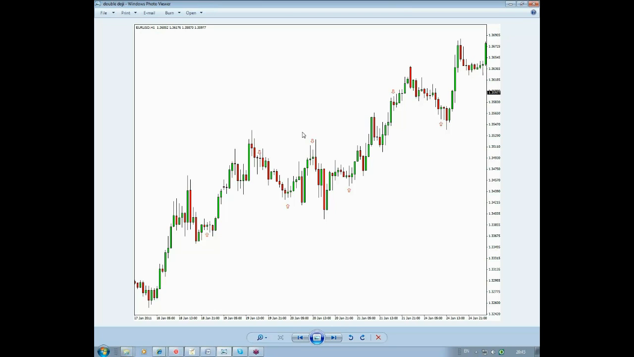You could close 80% at the first target, and you could let the other 20% run.